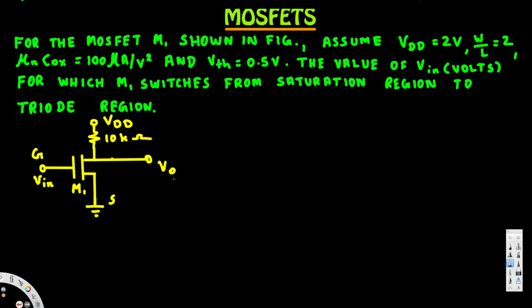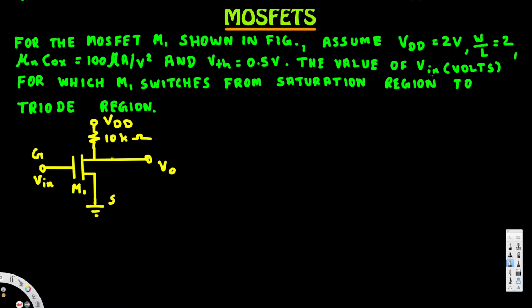Let's look at this problem right here. This question is asking, for the MOSFET M1 shown in the figure, assume VDD is equal to 2 volts, W over L is equal to 2, mu n COX is equal to 100 microamperes per volt squared, and V threshold is equal to 0.5 volts. The value of V in volts for which M1 switches from saturation region to triode region.